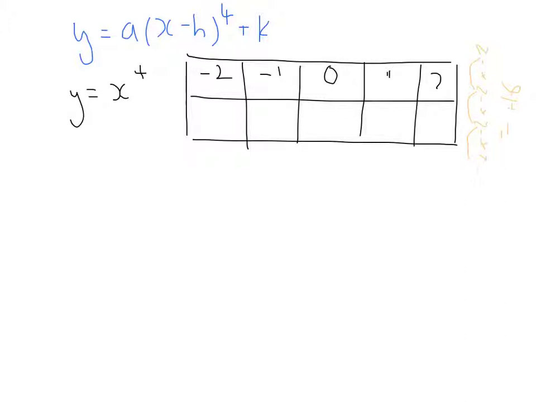So in this case here, we're looking at -2 to the power of 4 being positive 16, -1 to the power of 4 is 1, 0 to the power of 4 is 0, 1 to the power of 4 is 1, and 2 to the power of 4 is 16. So it's going to give you an idea of the shape of the graph.